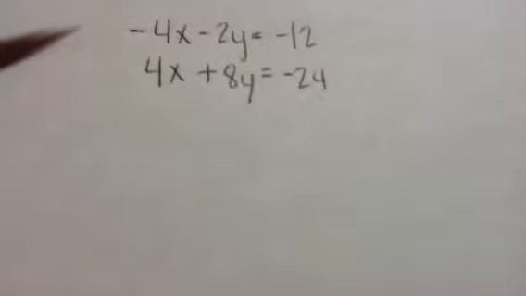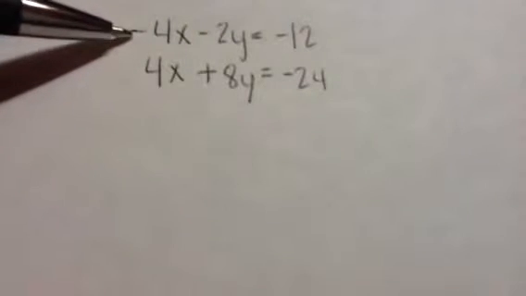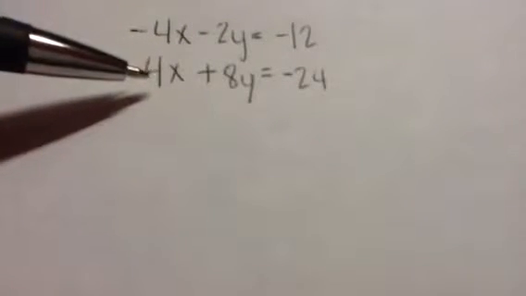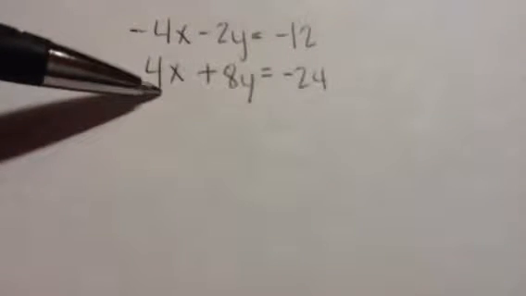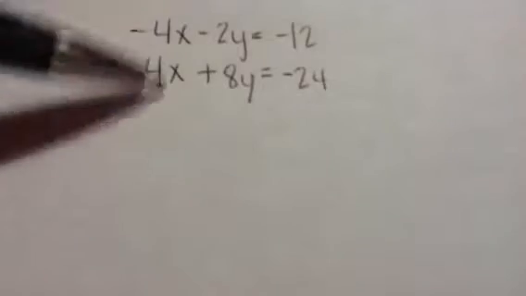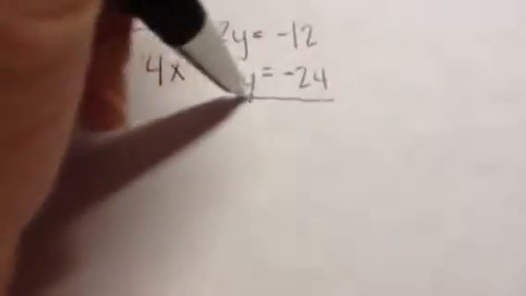If you look at these two equations, if I added these together, I can see right here that I have a negative 4x and then a positive 4x. If I add negative 4x plus 4x, I'm going to get 0. So these would cancel, and then I could solve for y. So we're going to do that now.